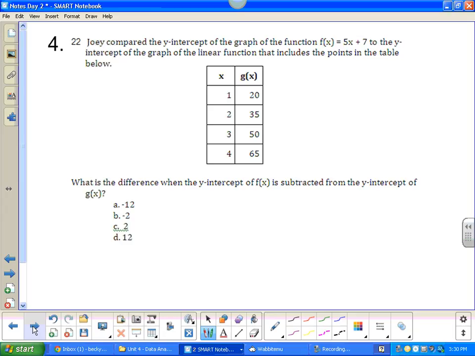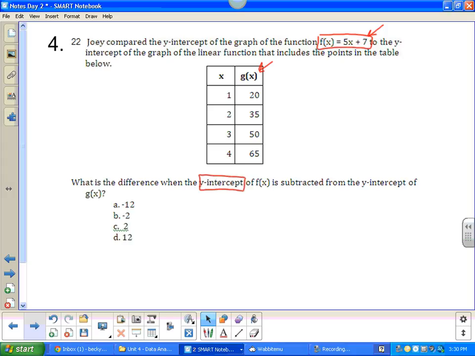Okay, so a couple things I need to focus on. Number one, I'm talking about the y-intercepts. Well, the y-intercept of f of x is plain as day in front of us. It's that 7. But the y-intercept for g of x is not so plain as day. We have to find it.